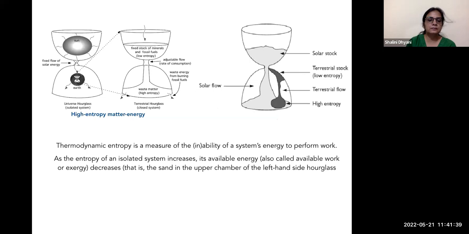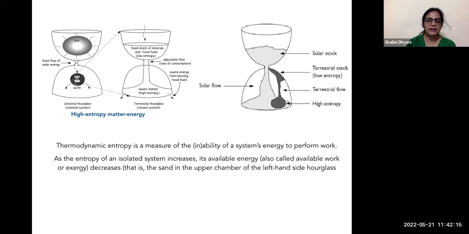I hope this is clear to all of you so far. And now we're going to talk about high entropy matter energy. This might look tough to some of you, but it is relevant if you want to build your economic understanding of how mass energy transfer takes place. And I must also assure those who are interested in taking up research in future that this aspect of mass energy balance is very relevant, even in a lot of ecological experiments.